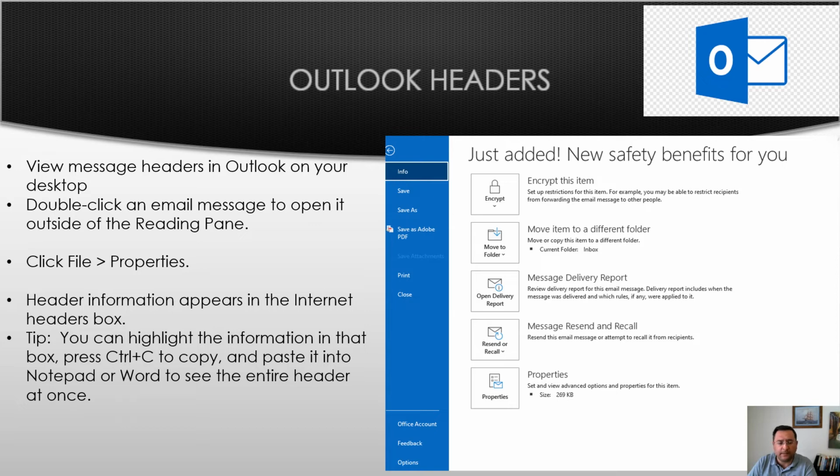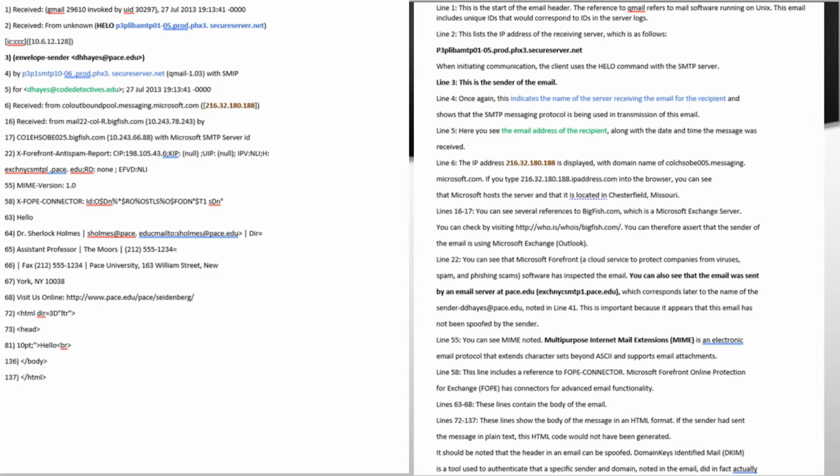outside of the reading pane, click File, Properties right here, and then the header information appears in the Internet headers box. You can highlight the information in that box, press Ctrl C to copy it, and paste it into a Notepad or Word document to see the entire header at once.